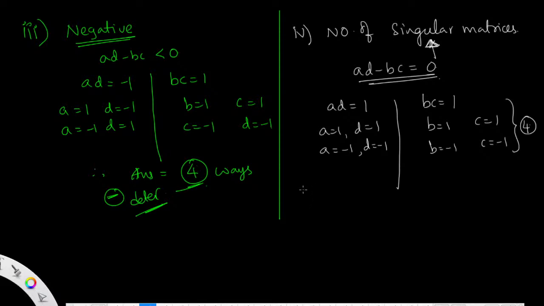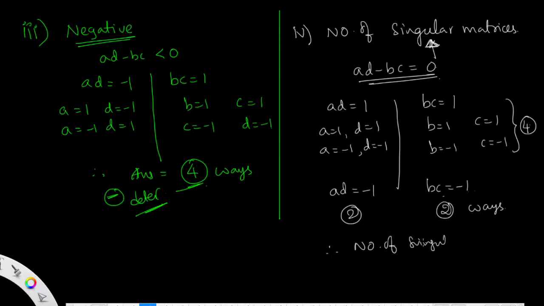Or else another case we can observe: AD equal to minus 1 and BC equal to also minus 1. AD equal to minus 1 means 1 into minus 1 or minus 1 into 1. That is 2 ways. BC equal to minus 1 should also be 2 ways. Therefore, the total number of singular matrices is 4 plus 2 plus 2. That is 8 ways. This is the answer.